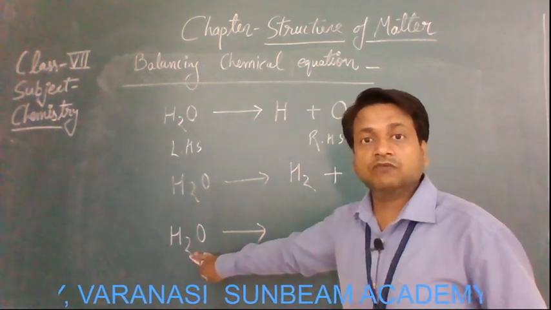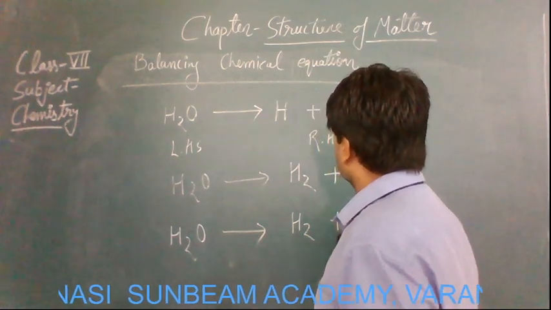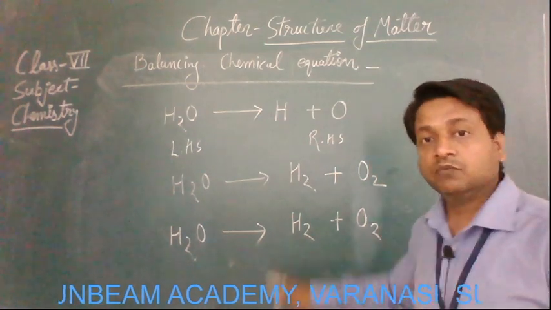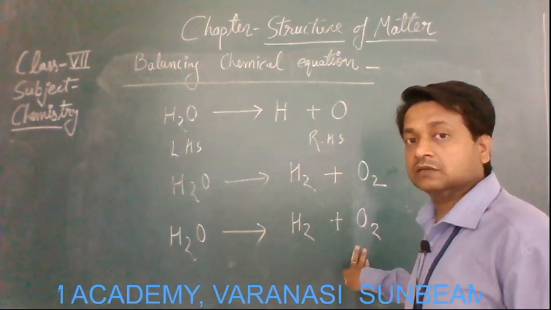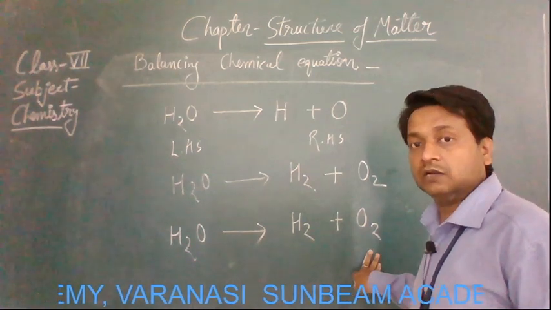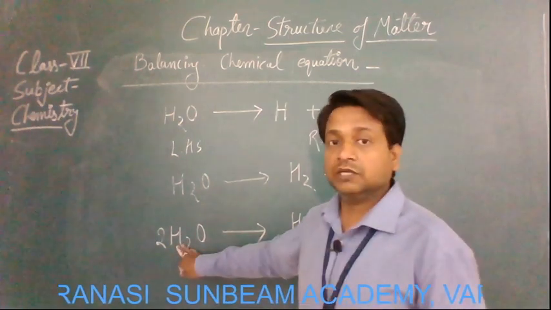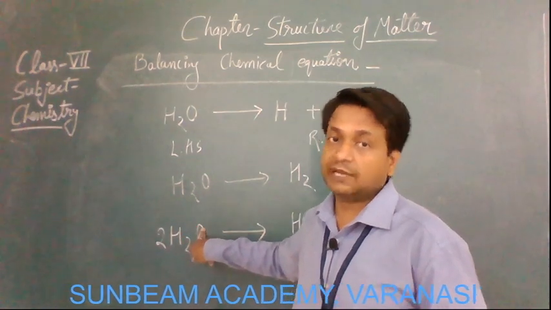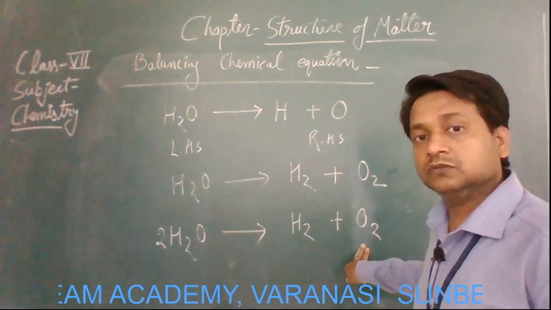The one molecule of water has one molecule of hydrogen and one molecule of oxygen, as the number of oxygen atoms is not equal. So we can write here 2. Now after writing 2 here, the number of atoms of oxygen becomes 2 on the left hand side, and on the right hand side we already have the number of atoms of oxygen 2.